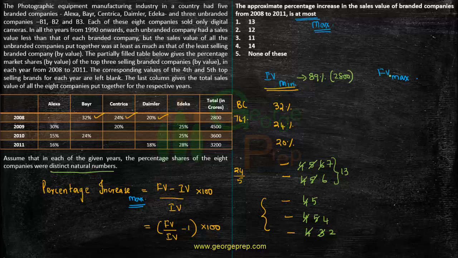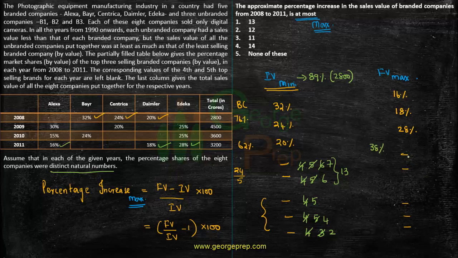Now let us look at maximum final value. The percentage shares of the top 3 companies are already given. So let us write down here 16%, 18% and 28%, and that sum is coming to 62%. So we have got another 100 minus 62, 38% to be distributed to the next 5 companies, the 2 branded and the 3 non-branded.